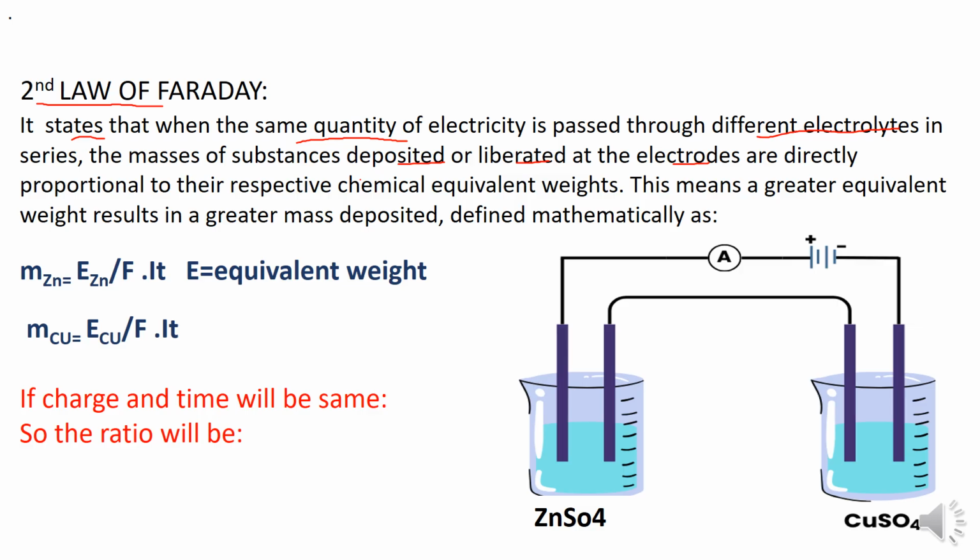When this law applies, there is a series connection here, but in the first law we didn't study the series. There is a series connection when we use two different electrolyte solutions. Here is zinc sulfate solution and the other one is copper sulfate solution.